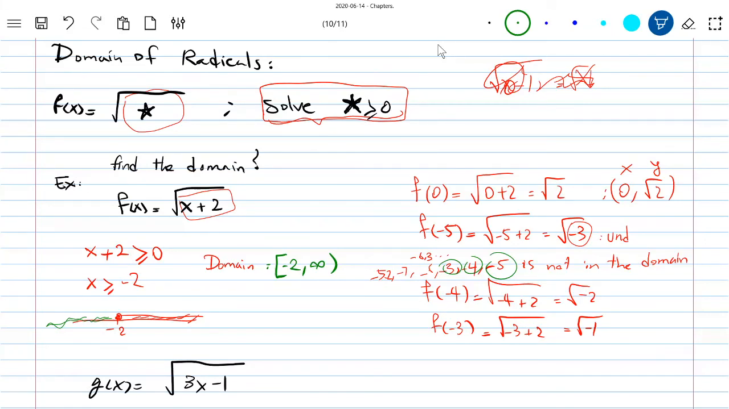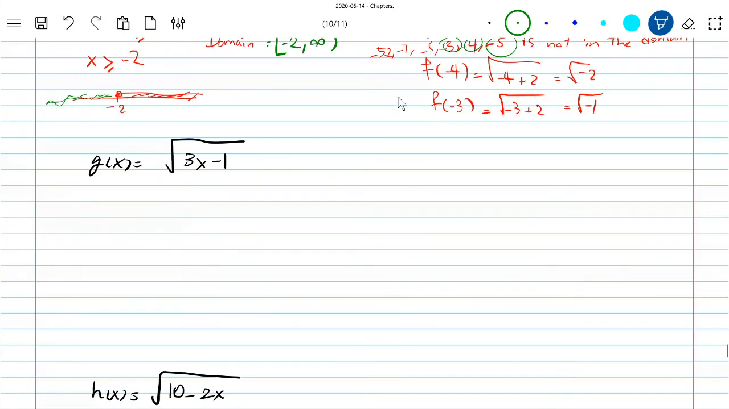-2 as well. How about square root of 3x minus 1? G of x equals square root of 3x minus 1. We want to find out the domain. Same idea. What you want is 3x minus 1 to be greater than or equal to 0. Solve this inequality. Then the result will give you the domain of the function. 3x greater than or equal to 1. X greater than or equal to 1/3.